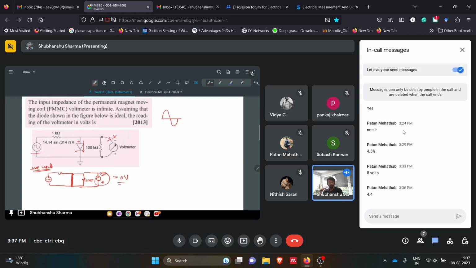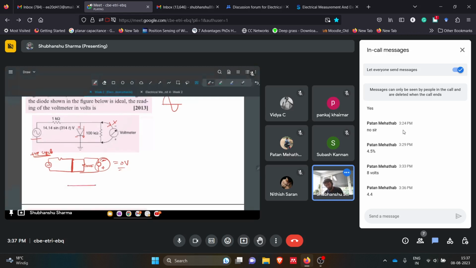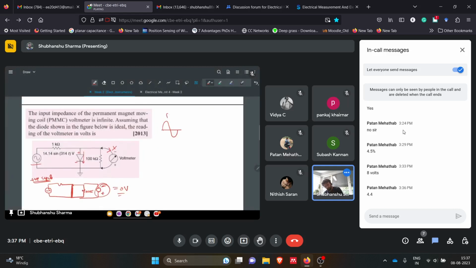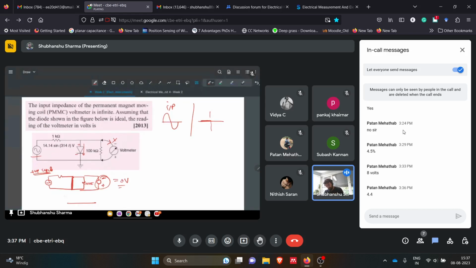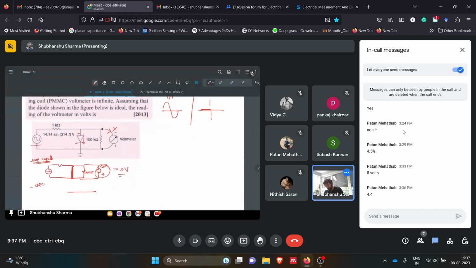So we have 0 volts across this for the first half. We gave this as input, and for the first half we got 0. What will be the second half value? For the negative cycle, it will look like this, and this diode will now be open circuited, because now we are moving like this.